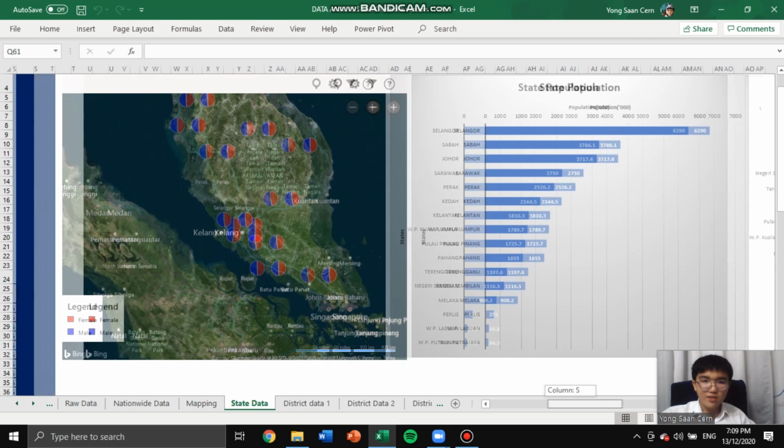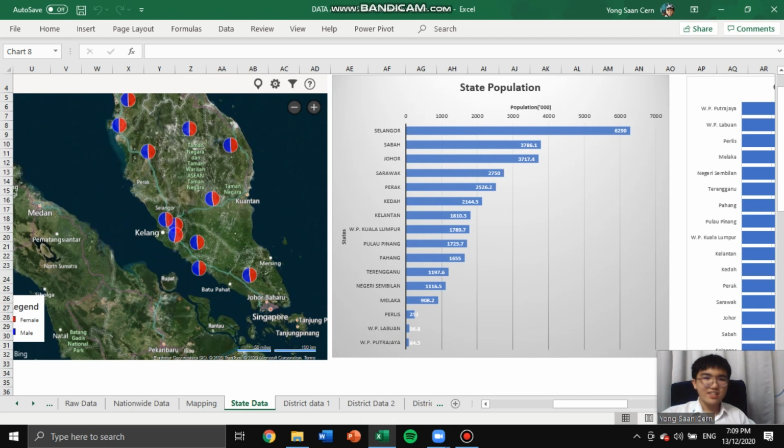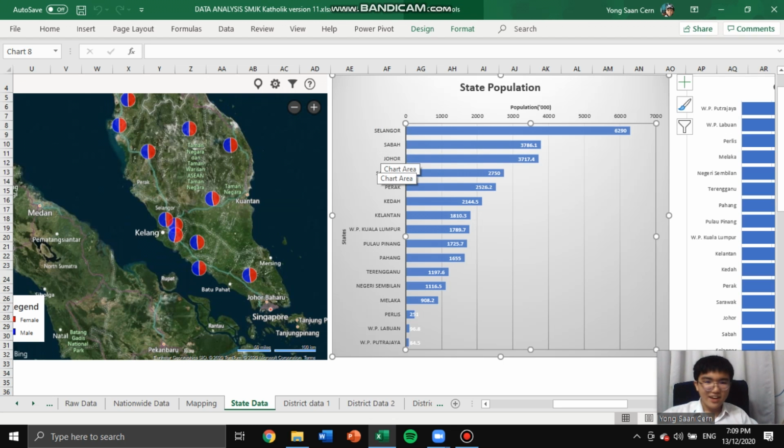Anyway, we continue here. For the state population, Selangor is the most populated state of all the states in Malaysia, followed by Sabah and Johor. This is primarily because in Selangor we have a lot of well-developed cities, a lot of housing areas to accommodate these people, and a lot of job opportunities. So everyone will come to Selangor, and there's a significantly larger population compared to other states, which are sparsely populated and have a lot of mountainous terrain.